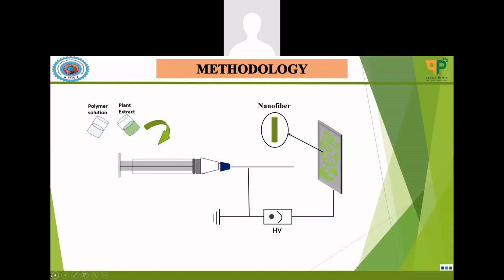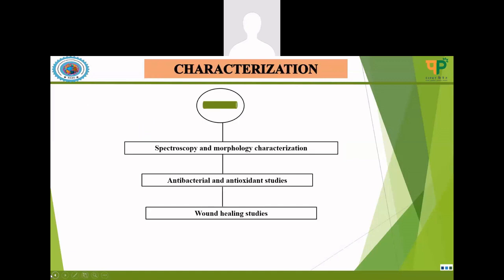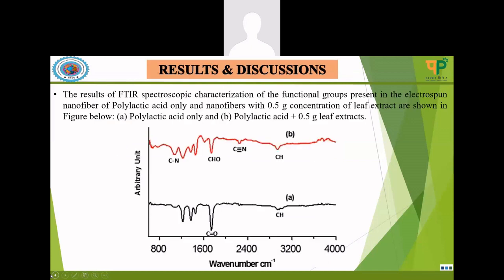drop that comes out of the syringe, the solvent evaporates into the environment because of the high voltage, and the solid material deposits on the drum collector or the stationary plate collector, and we can peel it off and we can have a nanofiber material. Now, the nanofibers have been used for the spectroscopy and morphology characterizations, and after that for the antibacterial and antioxidant activities, and the last one is the wound healing studies, which we have done on the nanofiber material.